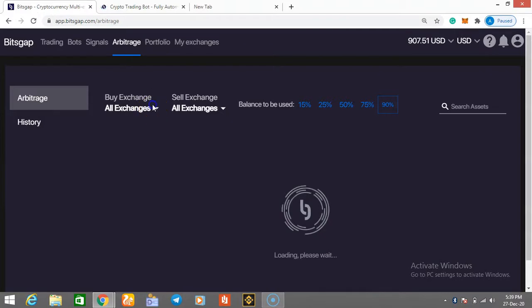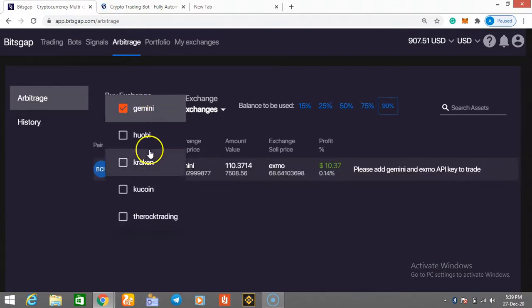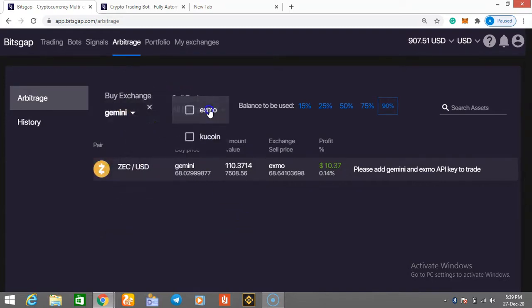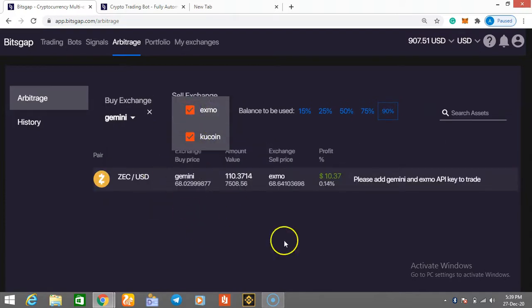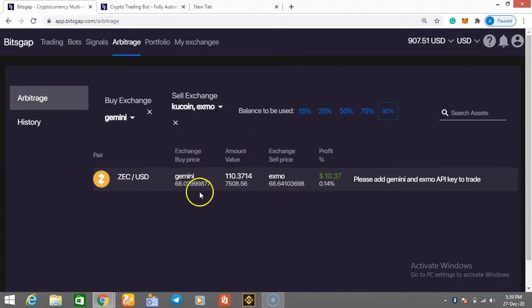So what this means is that you can take advantage of the arbitrage opportunity. Okay, let me scroll down. There's an arbitrage between Gemini exchange and which other exchange? Let me say Kucoin. So there's an arbitrage opportunity here. It means that if you move this USDT from here to Kucoin, you are going to make this amount of profits. That's for the arbitrage.